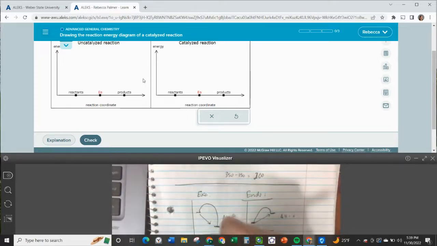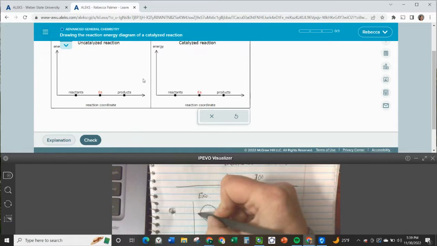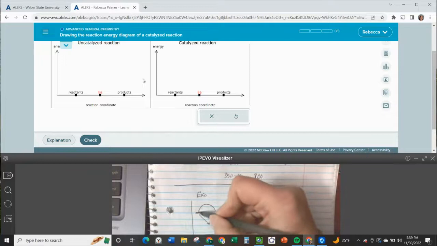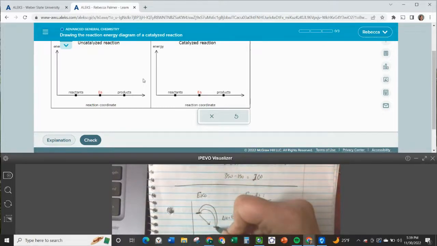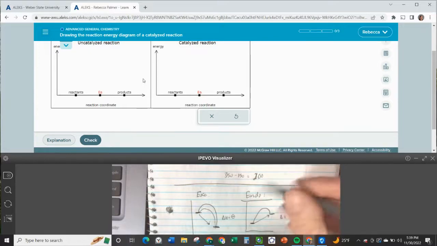So the other thing we need to know is that for the catalyzed reaction, the only thing that changes is the height of this barrier. The products' energy stays the same, and the reactants stay the same. So if it's catalyzed, it's going to be easier to get to the products. A catalyst doesn't participate in the reaction. It just makes the environment of the reaction easier. So it's not a product, it's not a reactant. It doesn't get consumed, but the catalyst just makes it easier for the reaction to happen.